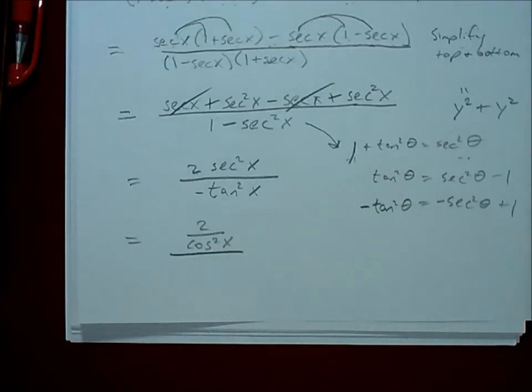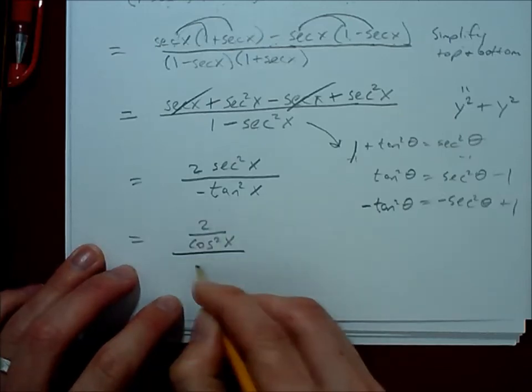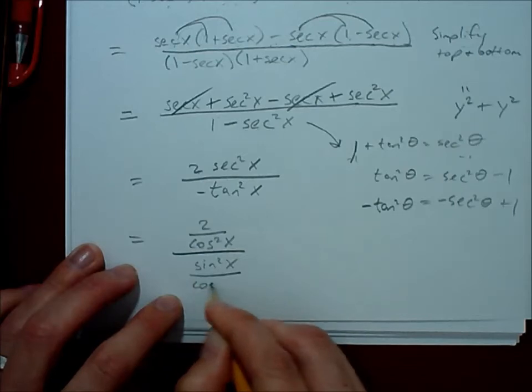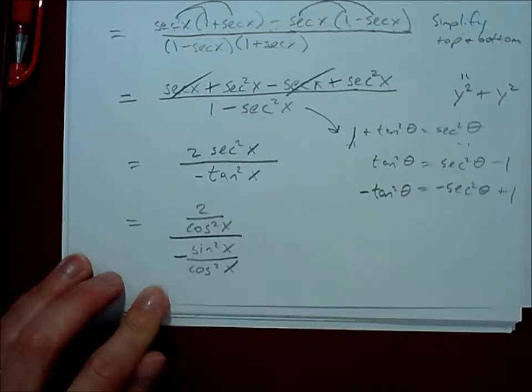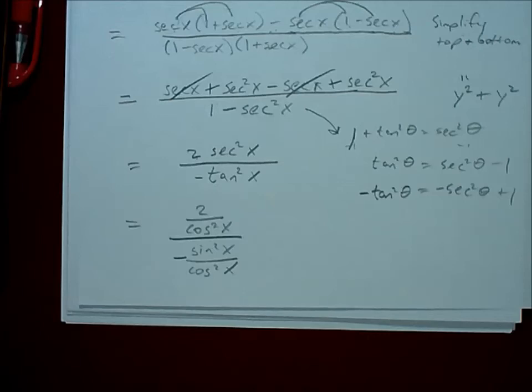How does tangent convert to sine and cosine? Sine over cosine, and because it's squared, we can do sine squared over cosine squared. And because it's negative, we'll keep the negative sign. On the top, on the bottom, doesn't matter.